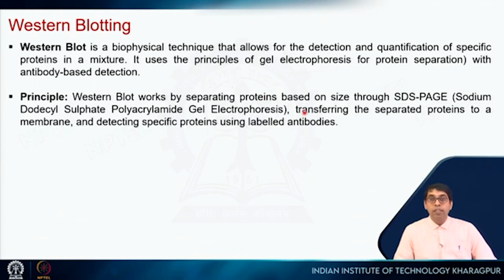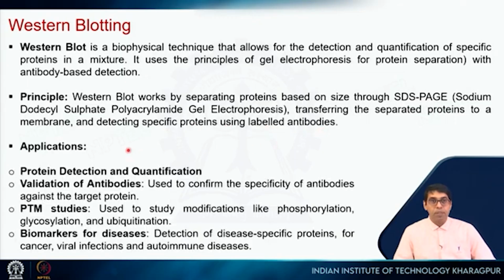To do that, all these separated proteins are transferred to a membrane, and then the specific protein is detected using labeled antibodies. So applications: protein detection and quantification. You can detect and you can also quantify using densitometric analysis. Then validation of antibodies: it can be used to confirm the specificity of antibodies against a target protein. So if you are developing some antibodies, you can use Western blot to validate that, or you can use it for actual research purposes.